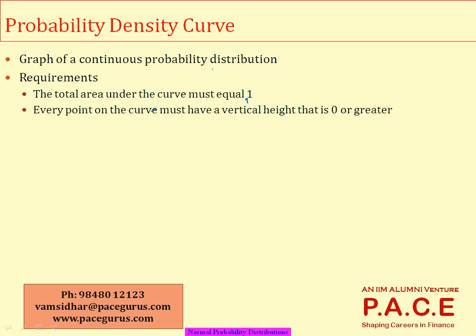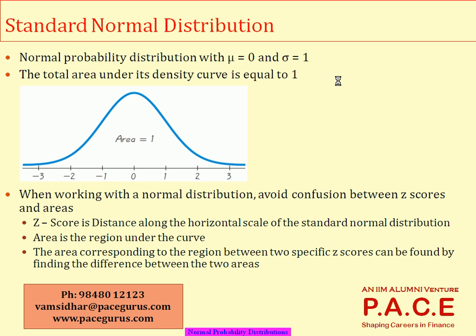And some of the generalizations I can make from the probability density curve is the total area under the curve is always equal to 1, and every point will have a height which is either 0 or greater. It cannot be below 0. These are the two things that define our probability density curve or probability density function. So let's see what a normal distribution function looks like.